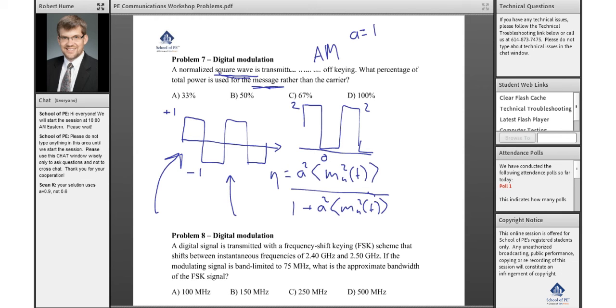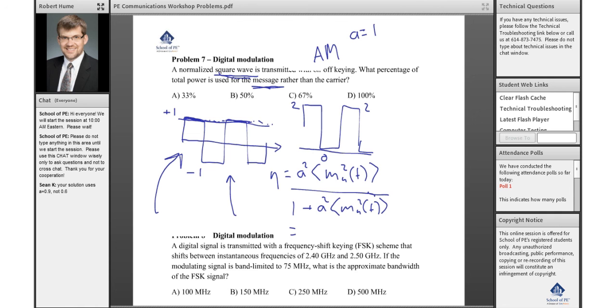Well, we square it and then we take the average. So if I square this square wave, 1 squared is just 1. Then -1 squared is also 1. Then 1 squared is 1, -1 squared is 1. So this thing squared is just 1, then the mean of 1, the average value of 1, is just 1.